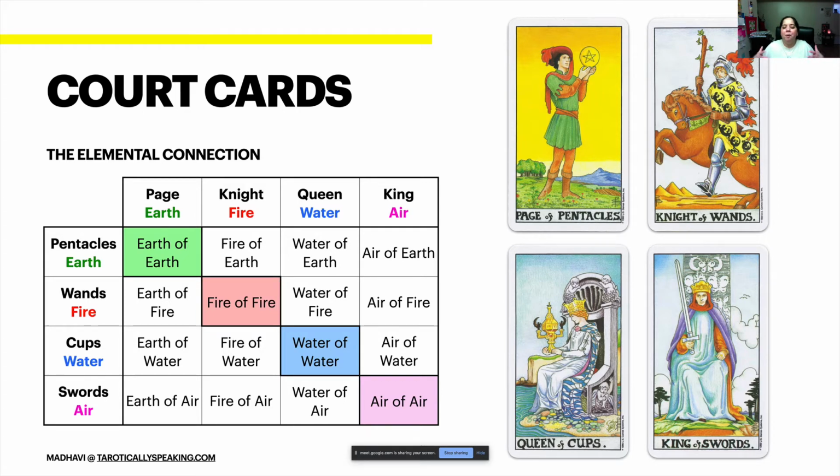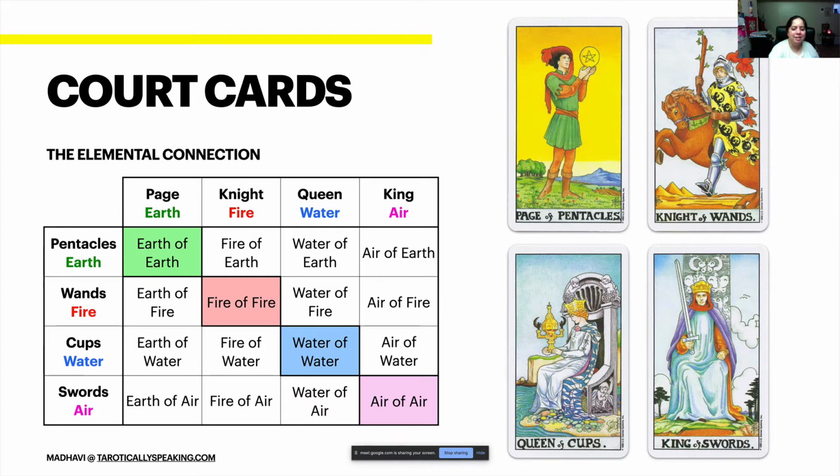Queens bring in the feminine intuition, compassion, understanding. So that's clearly water energy. And kings, well, I think that's the only element that's left over. But kings also bring in a lot of that intellect, that logic, that control, which comes from air energy.